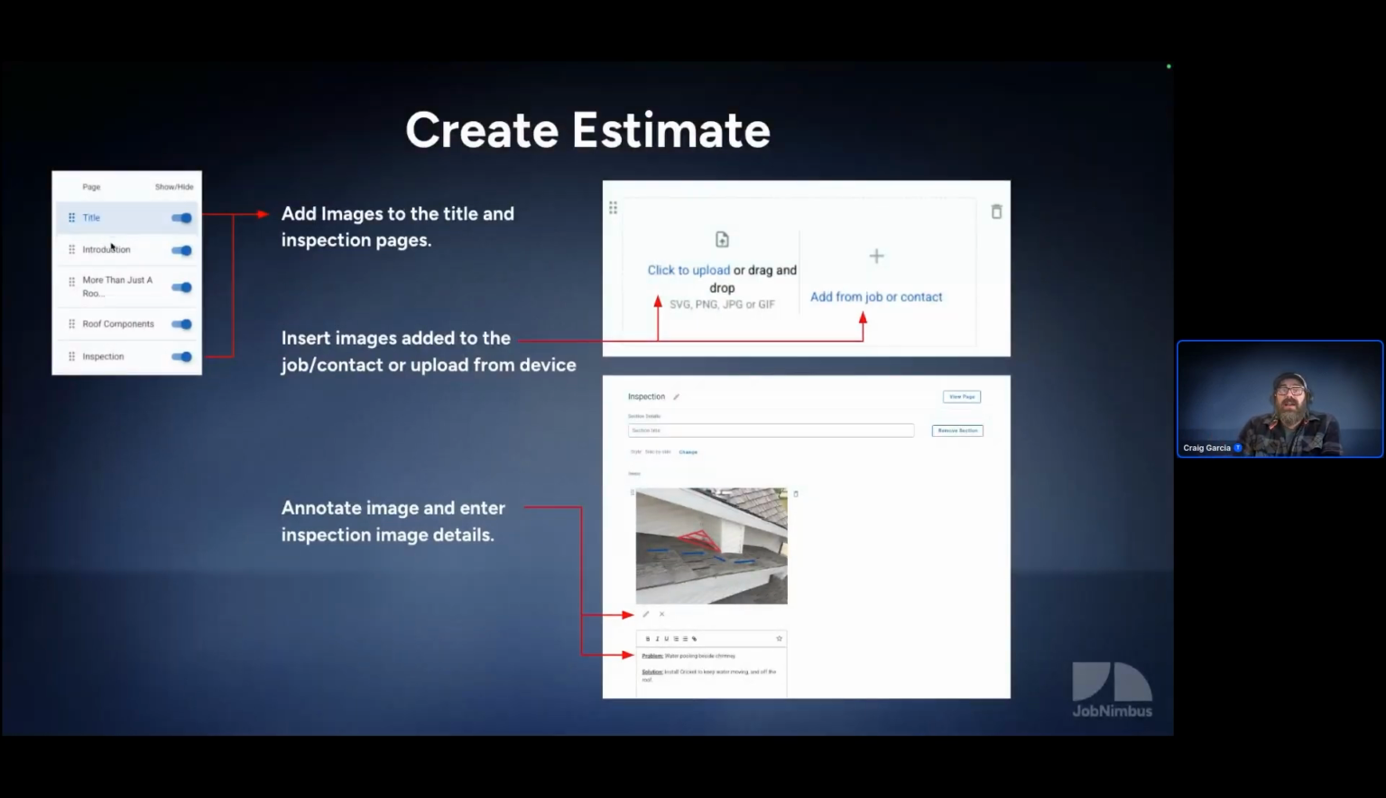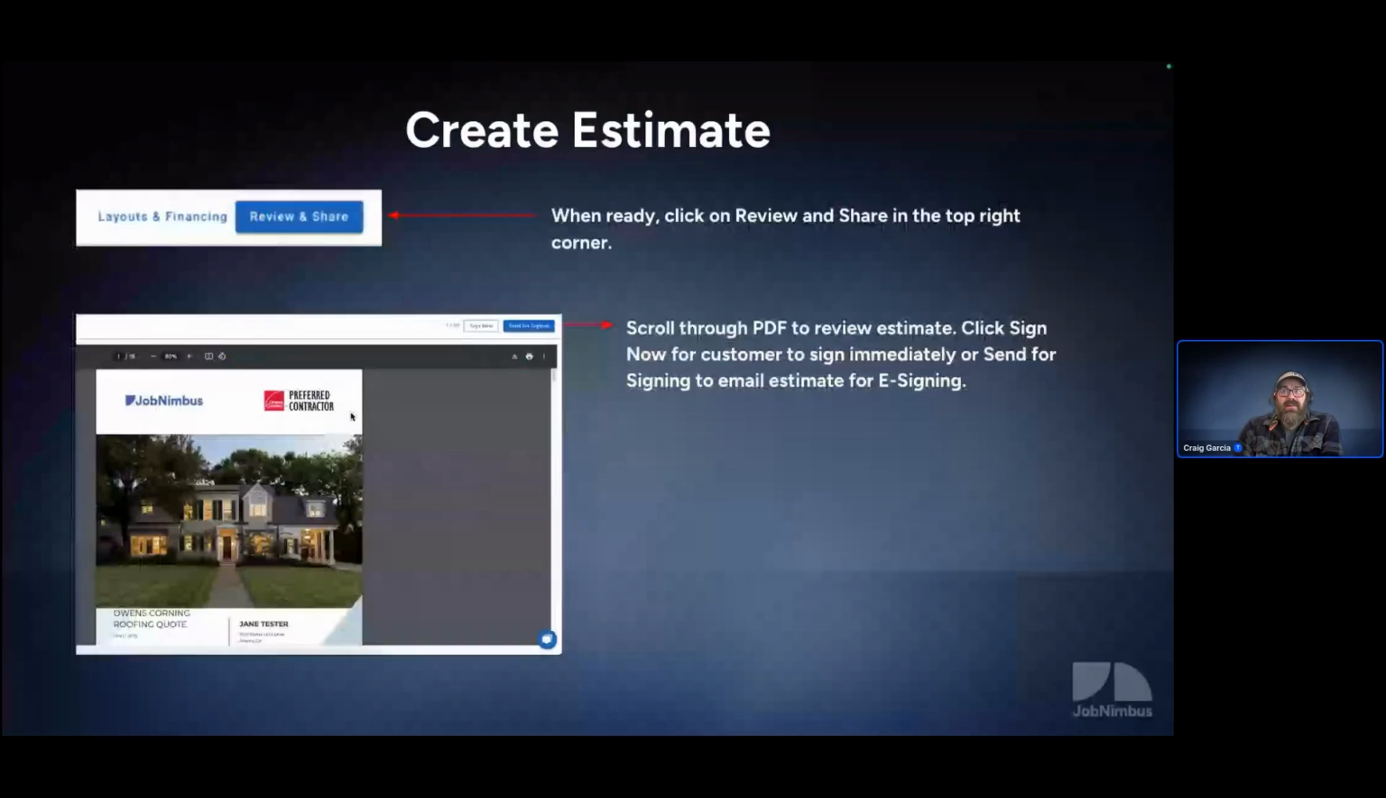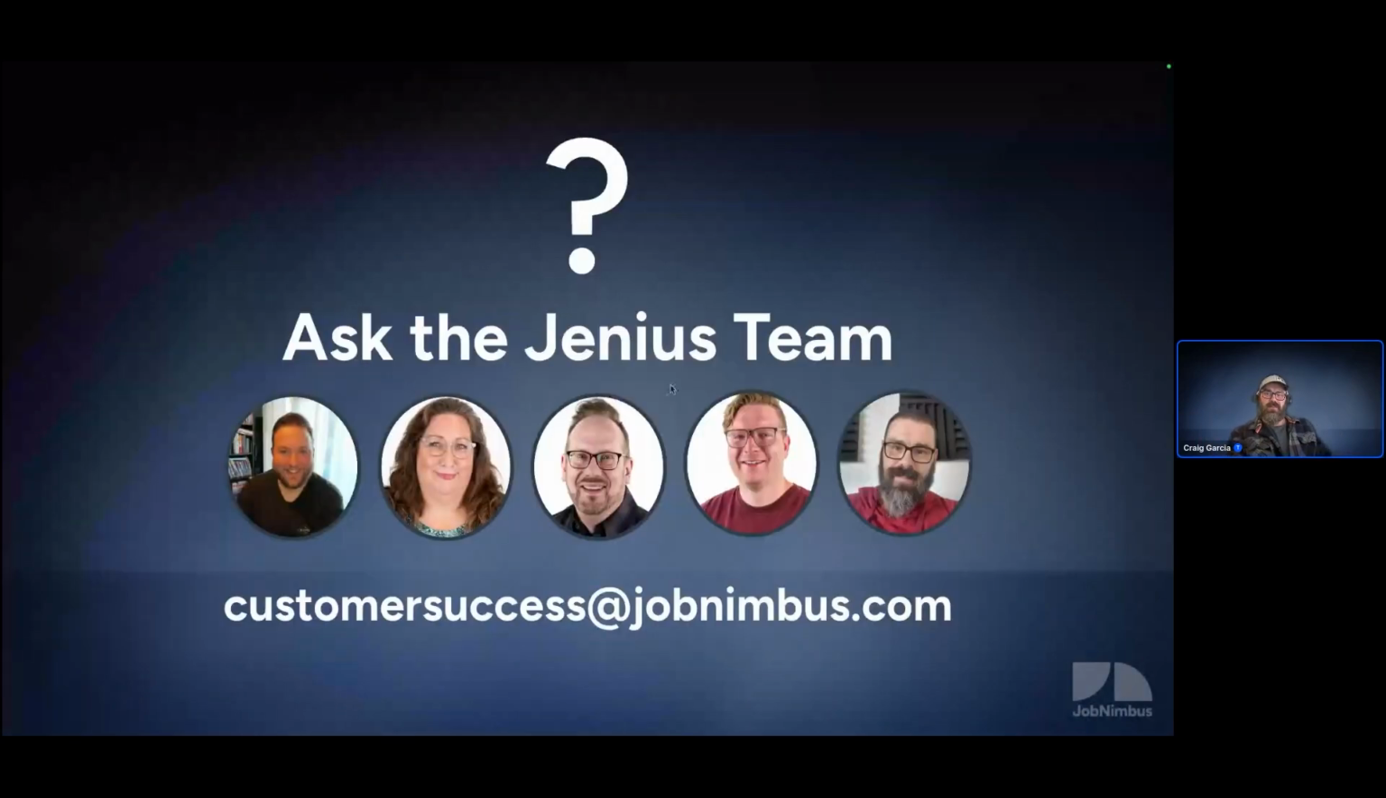But once you've got that, if there's no other work to be done or edits to be made, we're going to click on that review and share button in the top right-hand side. It's going to be in this section up here. And when you click that, it condenses everything down into a single PDF for your customer, where you can scroll through the PDF, review it with them. And if you're sitting around the kitchen table together, no problem. You're going to click on that sign now button. Otherwise, if they want you to email this to them, that's no problem at all. You just click on send for signing, and the email that is used for this contact, they will receive the estimate.